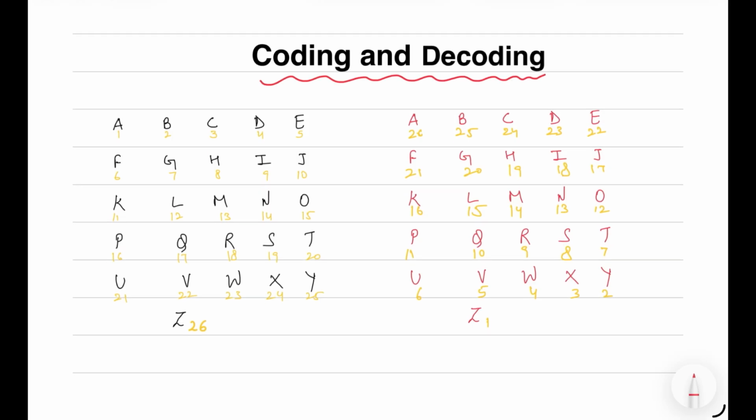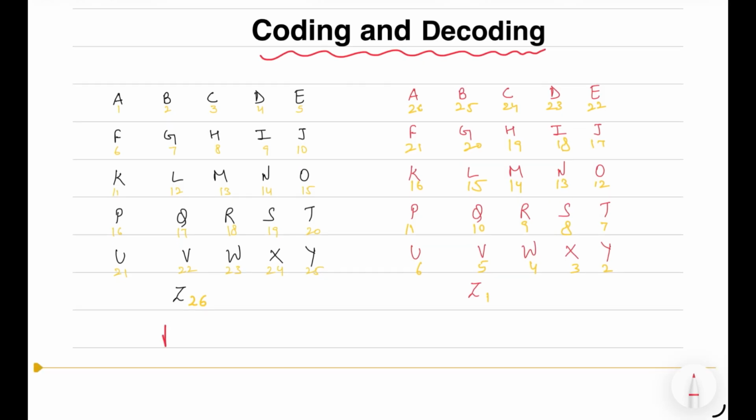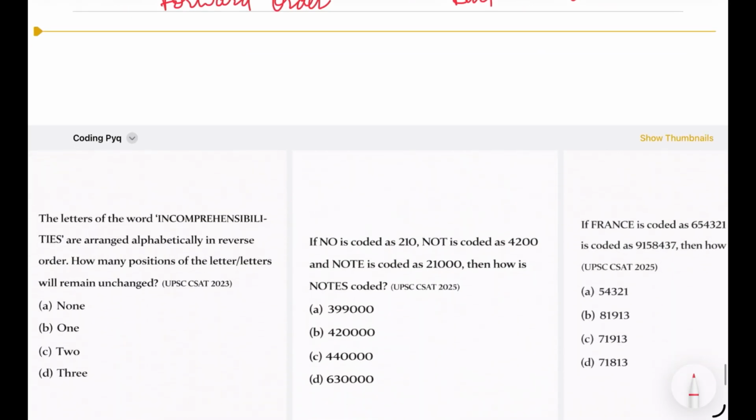First, we have to learn the position of the alphabets in forward order as well as the position of the alphabets in backward order. This is the position of the alphabets in forward order, and this is in backward order. If we learn the alphabet positions in forward order, we can find out the backward position of that alphabet.